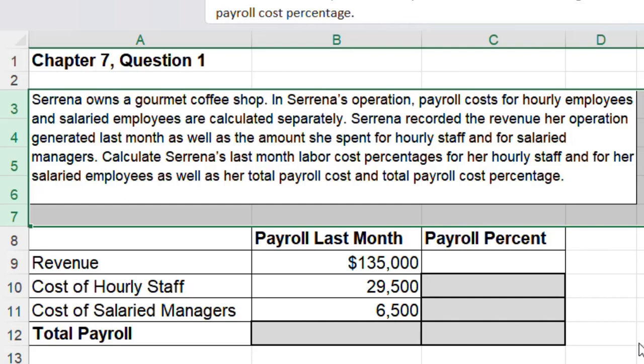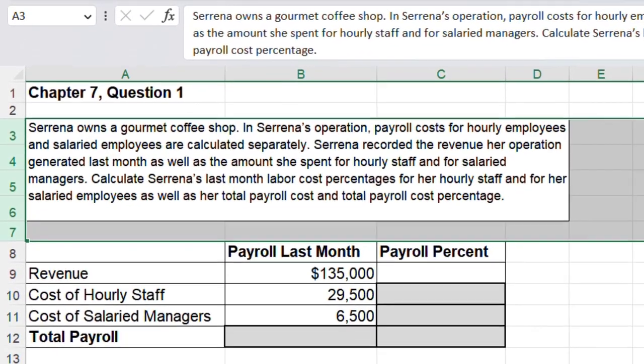Serena owns a gourmet coffee shop. In Serena's operation, payroll costs for hourly employees and salaried employees are calculated separately. Serena records the revenue her operation generated last month, as well as the amount she spent on hourly staff and for salaried managers. Calculate Serena's last month labor cost percentage for her hourly staff and for her salaried employees, as well as her total payroll cost and her total payroll cost percentage.